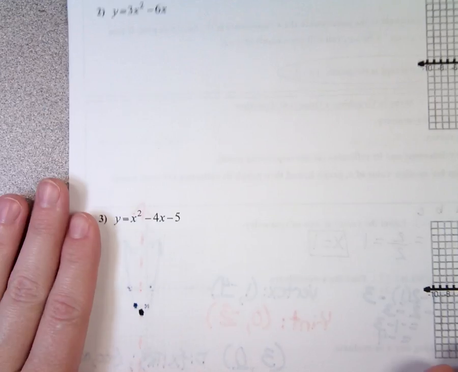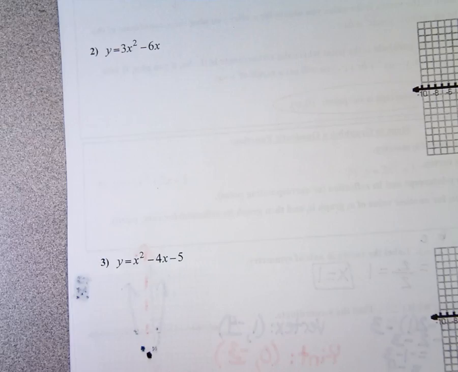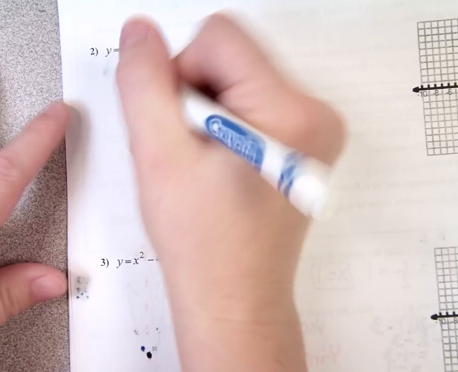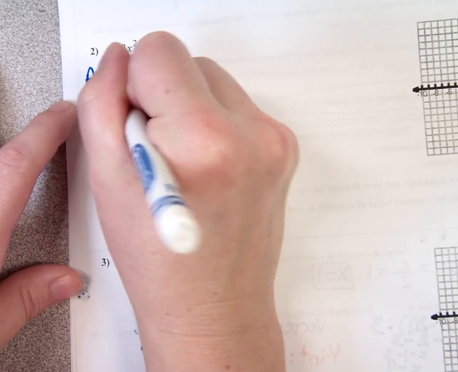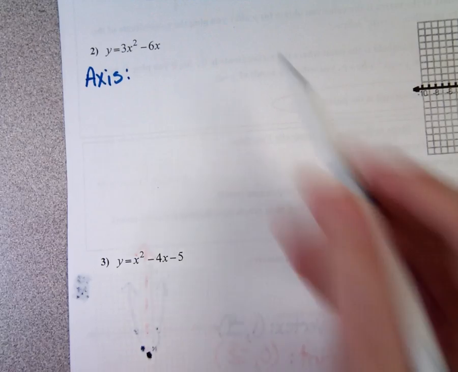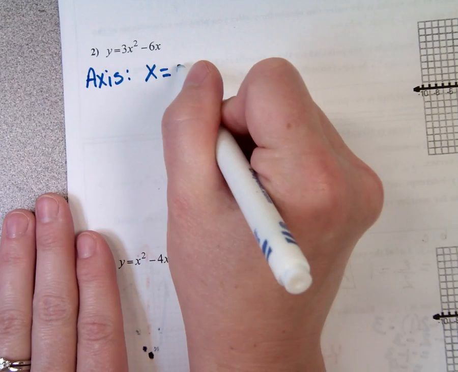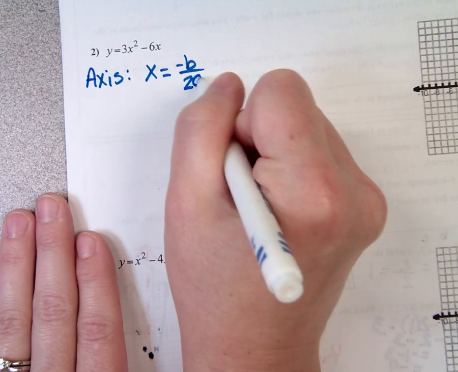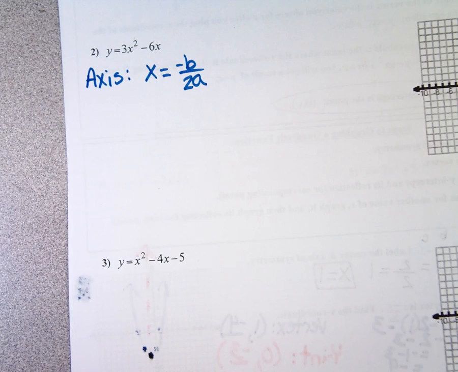Okay, I'm going to skip to 2, where we have nothing written. And I'll just go back through what we're going to start off finding. We're going to find the axis of symmetry first. And the formula to do that is x equals opposite of b over 2 times a. So that's how we find our axis of symmetry. X equals opposite of b over 2 times a.